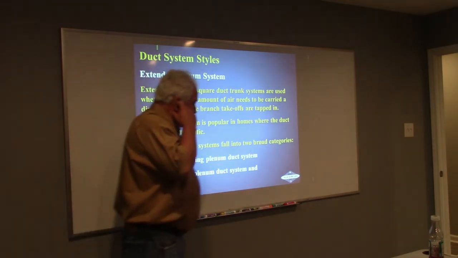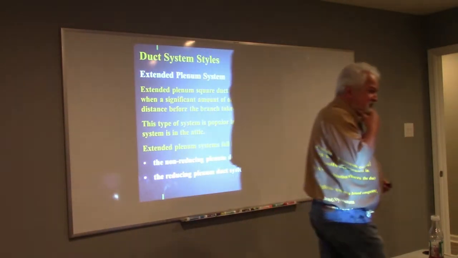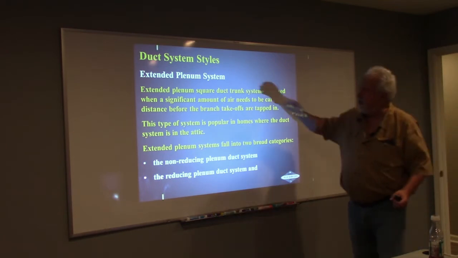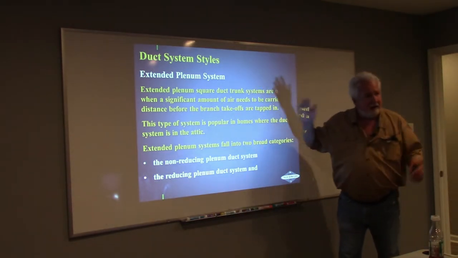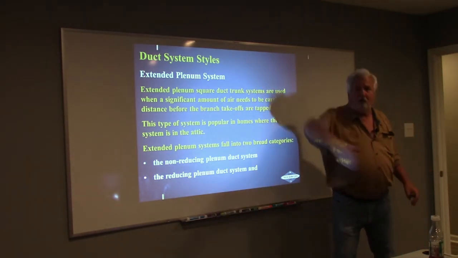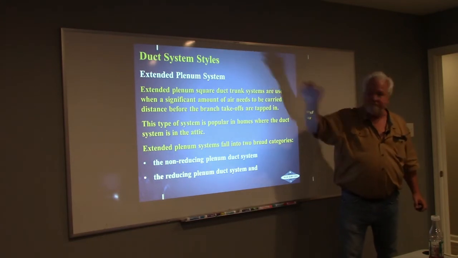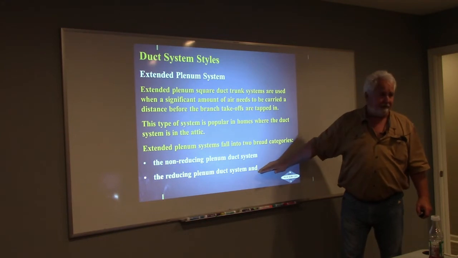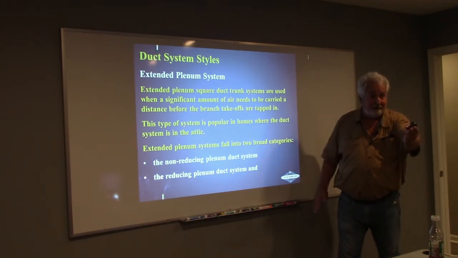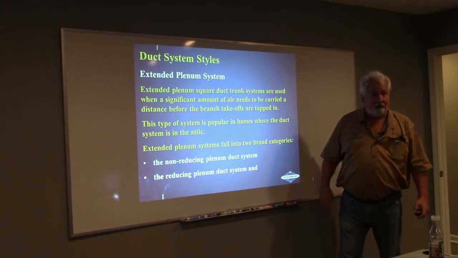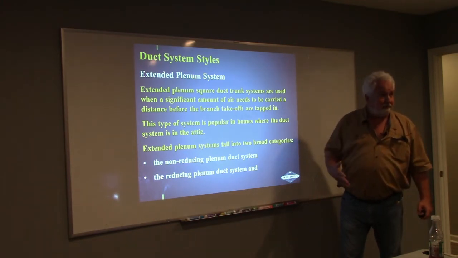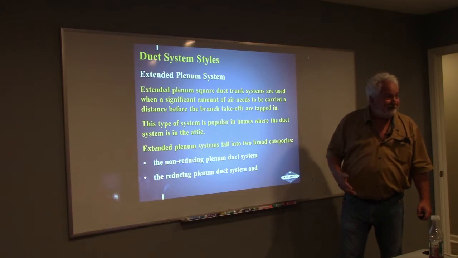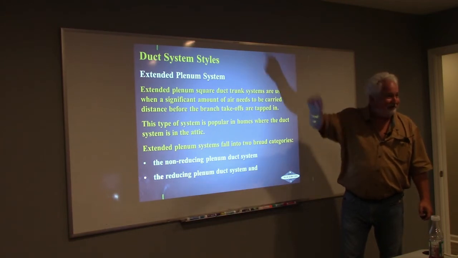So let's talk about the duct styles, duct system style. They have the extended plenum system, which basically says, I want to take it from that air handler and I just want to run it down there, okay? But they have two types of that. They have the non-reducing plenum and the reducing plenum. And you guys like to do reducing plenums, yes? When do I put the reducer in? Just sometime we're going to put a reducer in there, yes?